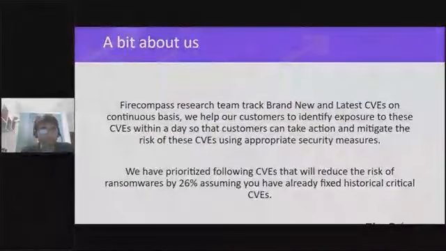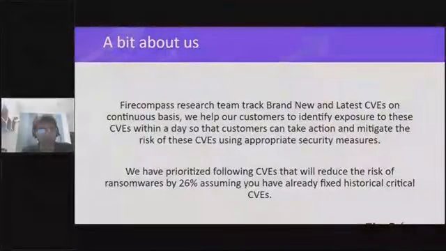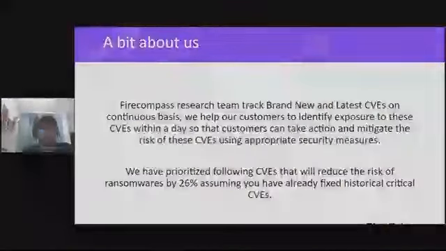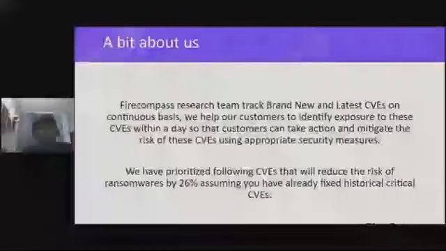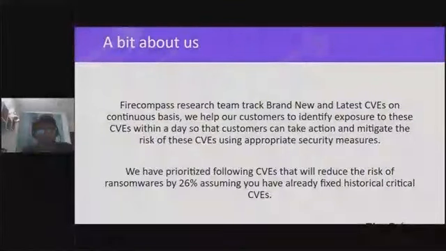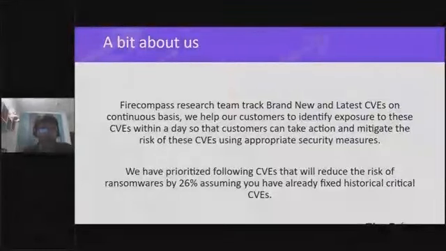Now we have prioritized the upcoming CVEs that we will talk about, and we have sent exposure alerts to our customers that will reduce the risk of ransomware by at least 25-26%, assuming you have already fixed other critical historical CVEs. So, assuming those other CVEs are already fixed, if the new CVEs we will discuss right now are fixed, then your risk of ransomware will be reduced by 26%.